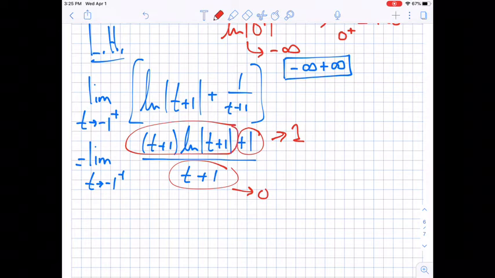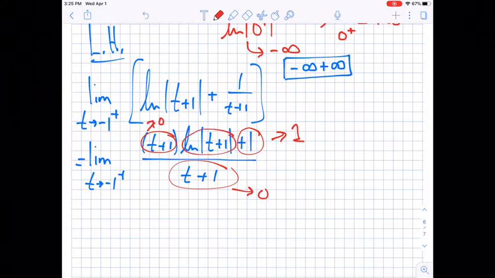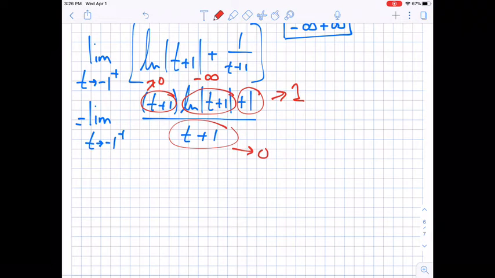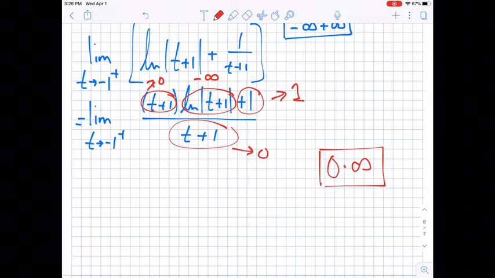As t goes to -1 from the right, we have that this term is going to approach 0, and this term is going to approach ln of 0. And so that is going to go to negative infinity. And we have the product of these two. So what do we have? Well, we don't have the indeterminate form 0 over 0 or infinity over infinity necessarily. What we have is the indeterminate form 0 times infinity, and we need to resolve that. Okay, just in the numerator. So let's take a look.